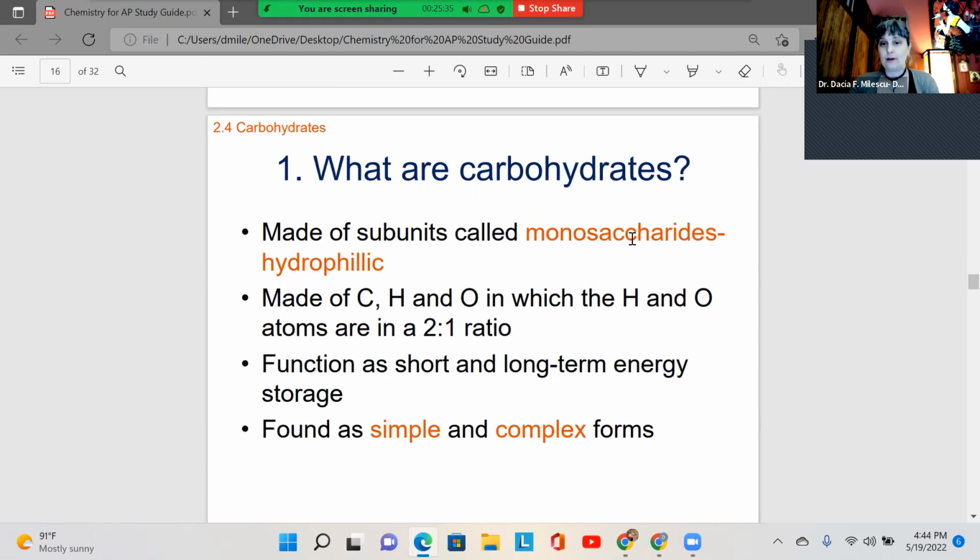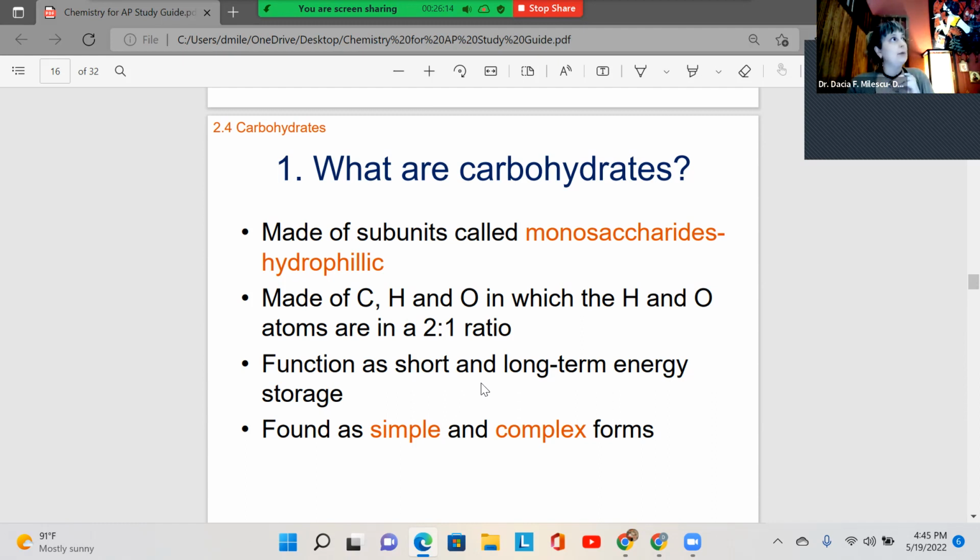So carbs are made of monosaccharides, which like water. It's not like lipids that can't mix with water. If you ever put olive oil in water, you know that it doesn't dissolve. It just kind of sticks by itself, right? Now, carbon, hydrogen, and oxygen is basically what you find in carbohydrates, and hydrogen and oxygen are in a 2-to-1 ratio. Now, the function is short and long-term energy storage.